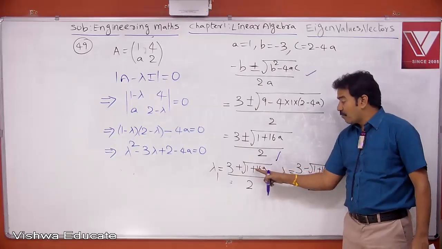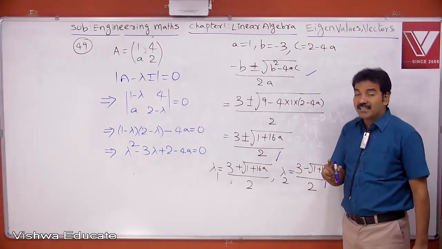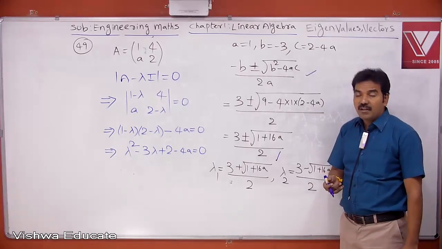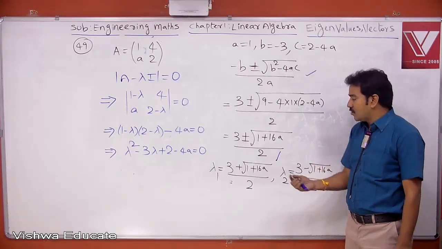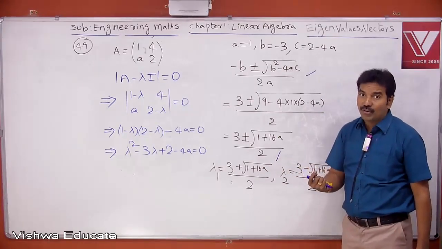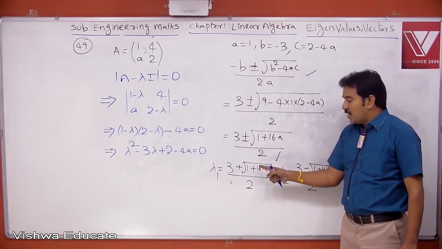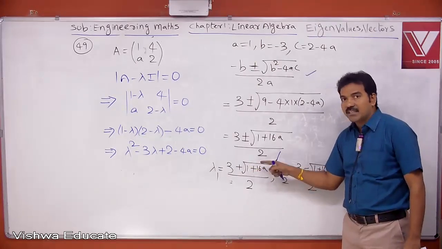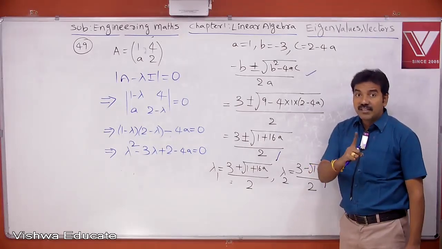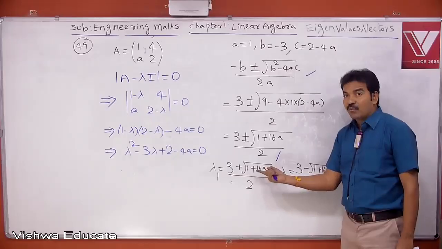Inside the square root, 1 plus 16a is there. If 1 plus 16a is negative, the square root of a negative number gives complex values. Therefore, to get real eigenvalues, this 1 plus 16a must be greater than or equal to 0. But you must get real eigenvalues, therefore this must be greater than or equal to 0.